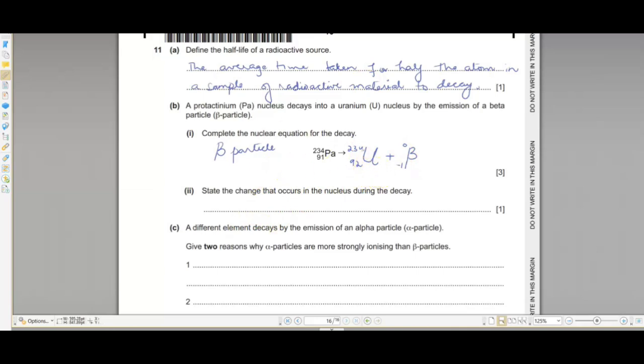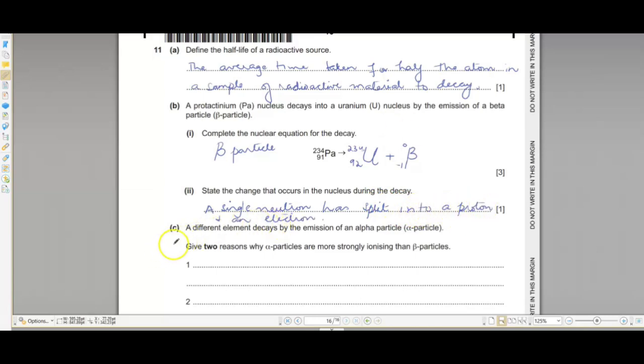So this is it. Okay, moving forward, state the change that occurs in the nucleus during the decay. This change would be that a single neutron basically has split into a proton and an electron. So we can write that a single neutron has split into a proton and electron.